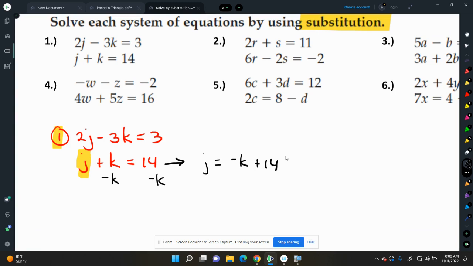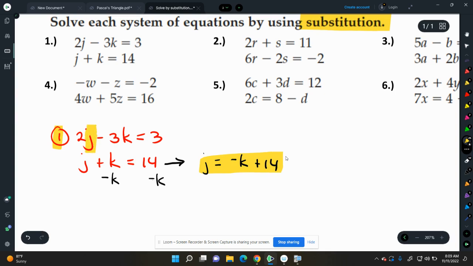Okay. Now, here's the mistake that I see a lot. Once we got that using the second equation, we have to plug this into the other equation. If you plug it back into this one, you're going to get 0 equals 0, so it's not going to work. You have to plug it into the other equation. So we're going to take this value of J and put it right here. So we have 2 times J, but what does J equal? Negative K plus 14, minus 3K equals 3.